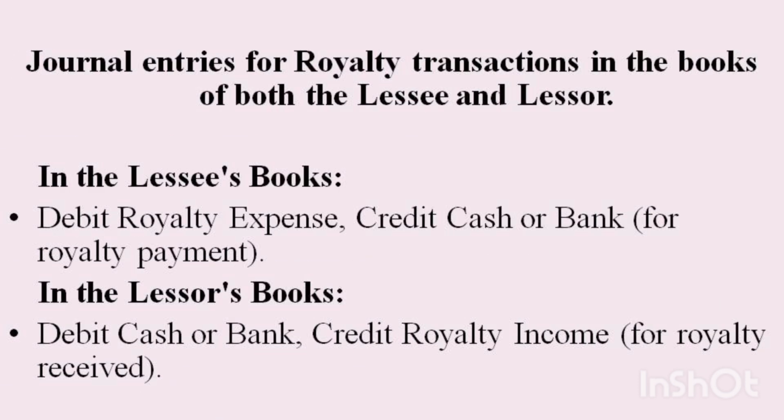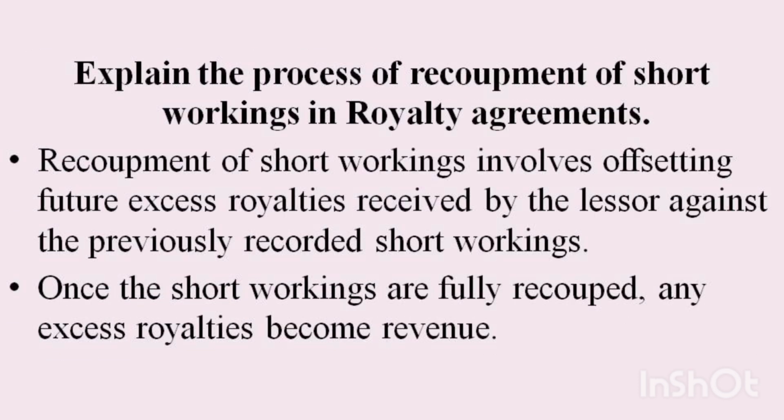Journal entries for royalty transactions in the books of both the lessee and lessor. In the lessee's books, debit royalty expense, credit cash or bank for royalty payment. In the lessor's books, debit cash or bank, credit royalty income for royalty received.